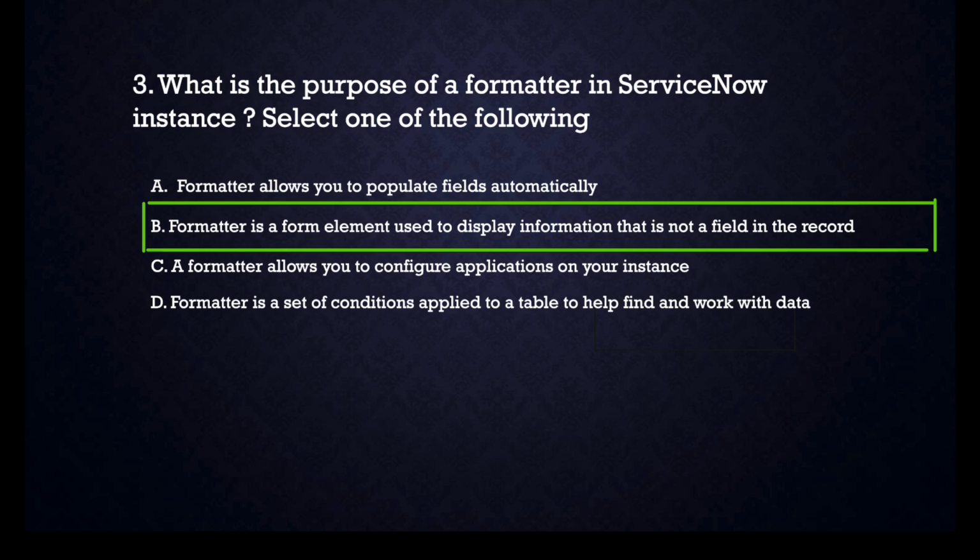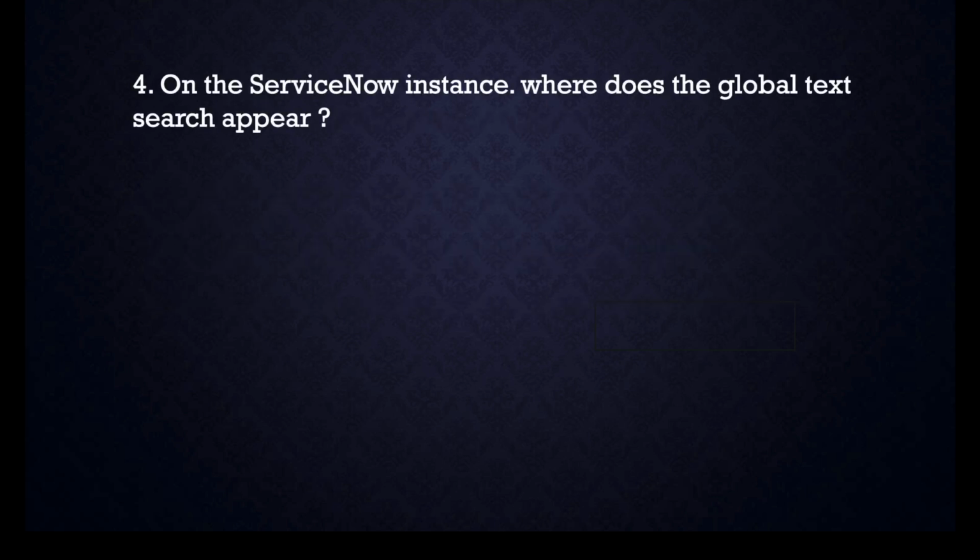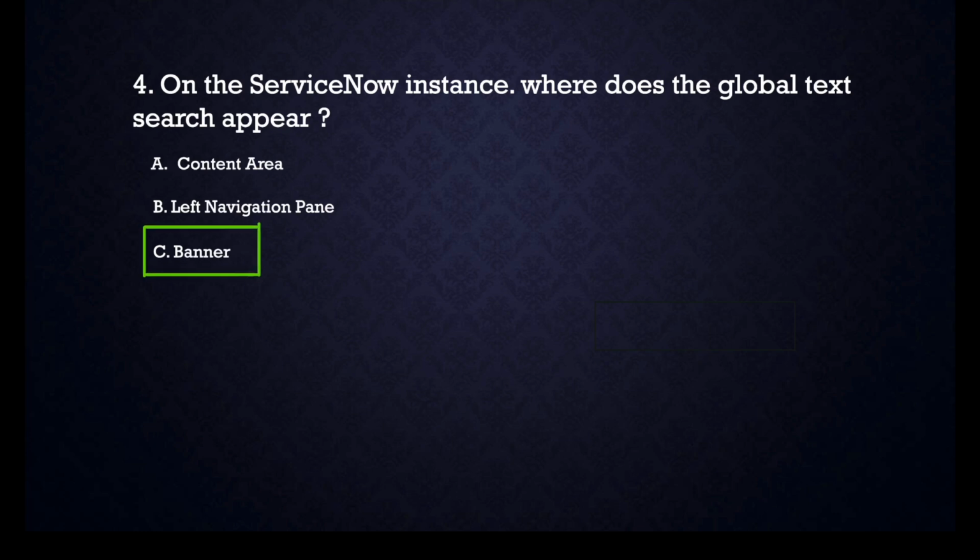the record. The next question is, on the ServiceNow instance, where does the global text search appear? Options: content area, left navigation pane, banner. So the correct answer is banner. Next question.